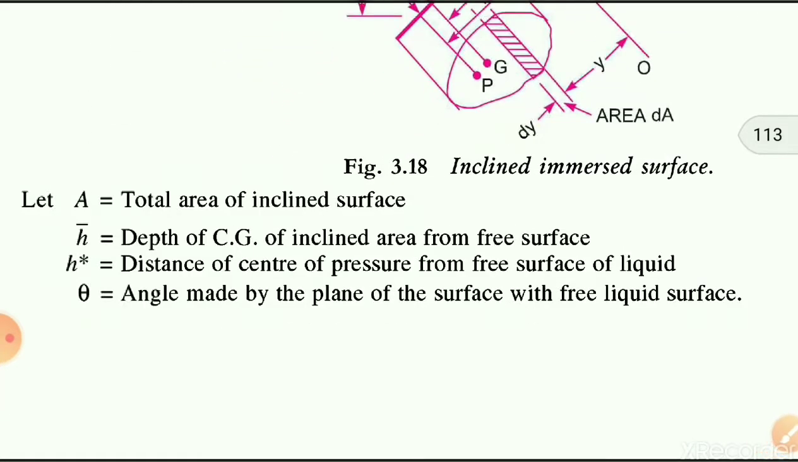If capital A is the total area of this inclined surface, h bar is the depth of its center of gravity from the free surface of the liquid, s star is the distance of its center of pressure from the free surface of the liquid, and theta is the angle made by the plane of the surface with the free surface of the liquid.